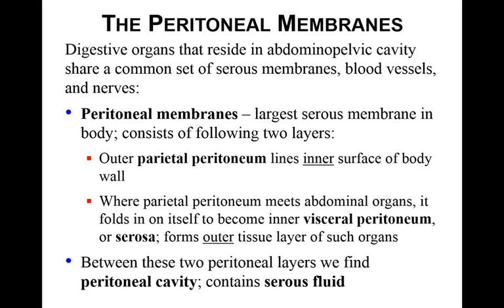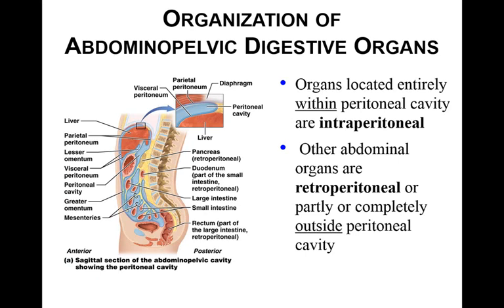Where the parietal peritoneum meets the abdominal organs, it folds in on itself, and then it becomes the inner layer, which is the visceral peritoneum, or the serosa. This forms the outer layers of the actual organs. So this is the inner part that actually touches the organs. Now, between these two layers, we have the peritoneal cavity, which of course contains that serous fluid.